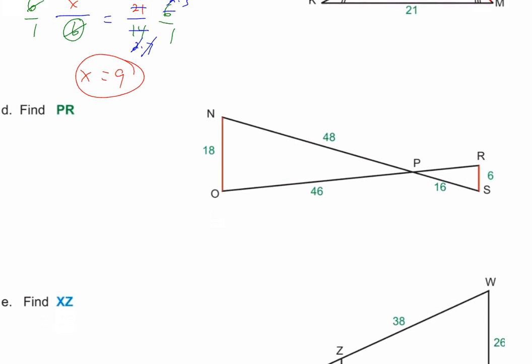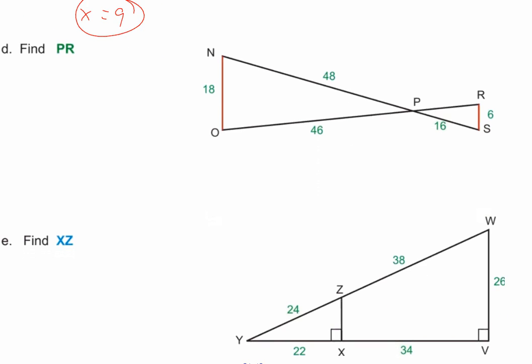All right, D here is a classic example where they don't tell you the triangles are similar. So watch this.